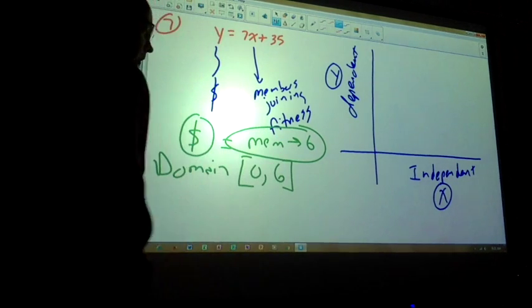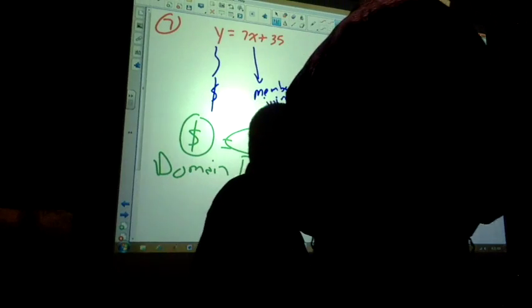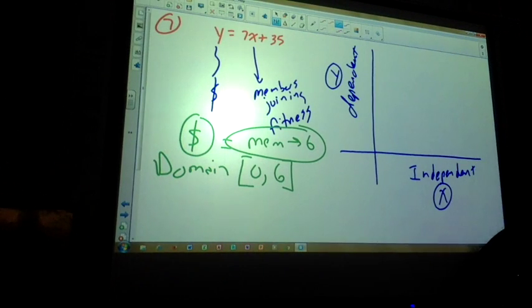Yes. Square bracket both sides. Your group might decide, you know what, we don't like this fitness center anyhow. So our domain is 0 to 6. They have to be whole numbers. You can't have a part of a person. A child doesn't count as less of a person than an adult just because they're smaller.